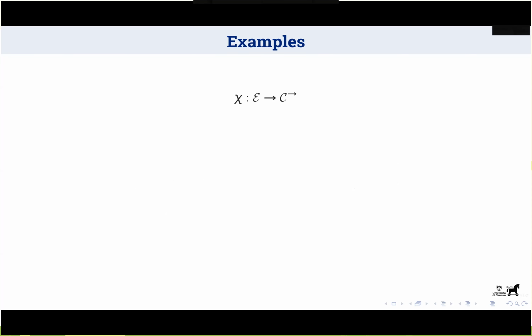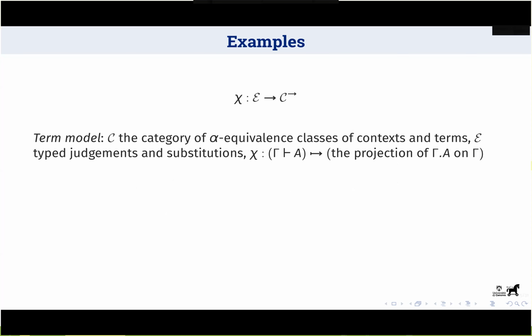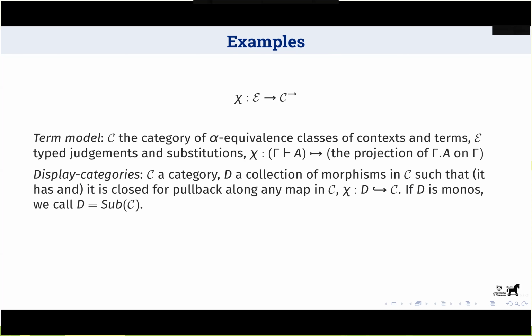So I want to spend a few minutes to discuss some examples of this. Comprehension categories are kind of known. The first example is the syntactic one. We consider C the category of alpha equivalence classes of contexts and terms, and then we collect in the category E type judgments and substitutions. So chi is precisely the one computing the projection. So the syntactic example is an instance of such a construction, but there's more.